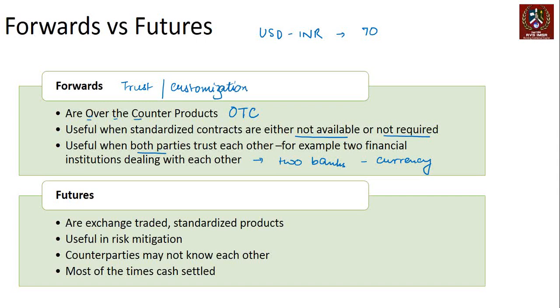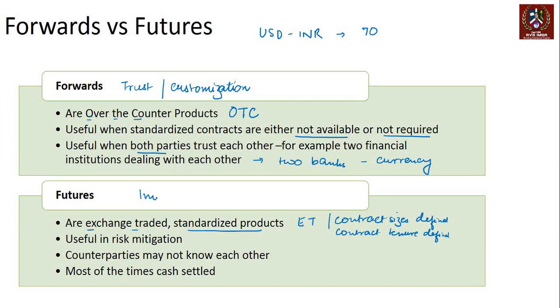If you need customization and if you believe that the other party, the counterparty, is trustworthy, you will go ahead and use forwards. If that is not the case, then you have what are called exchange traded products, standardized products. Standardized products would have contract sizes defined, right? They would also have contract tenure defined.